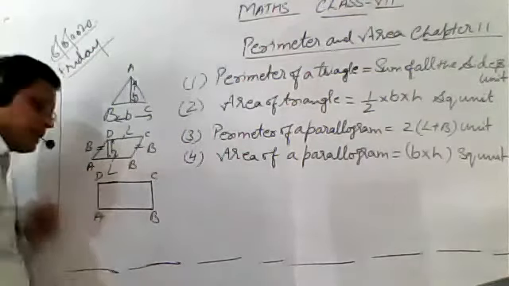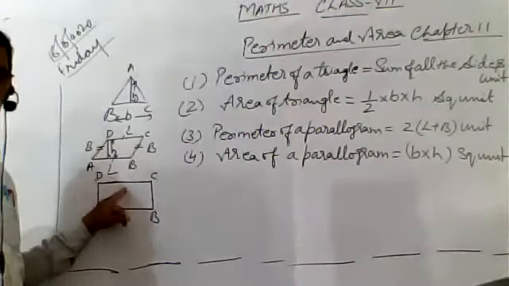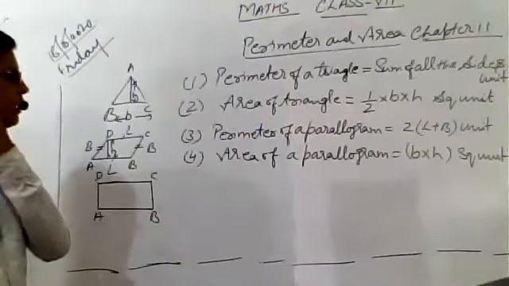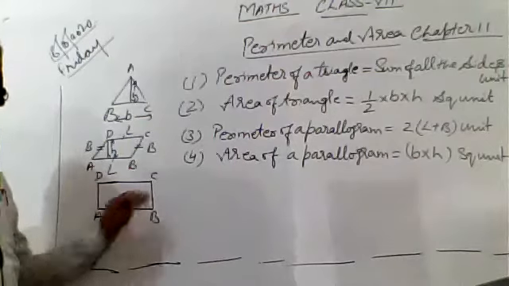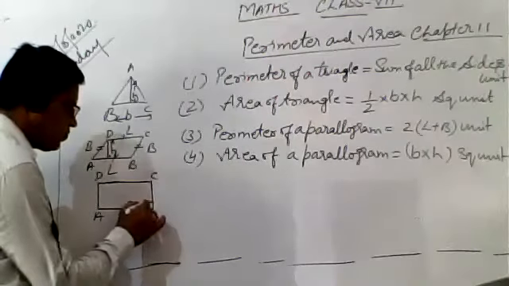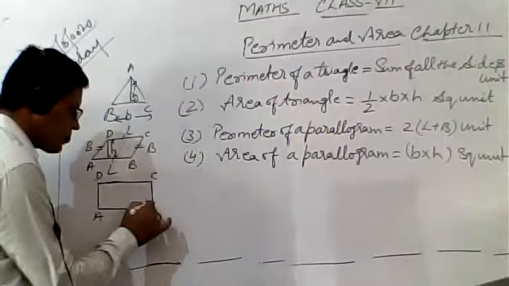Rectangle is also a parallelogram because the opposite sides are parallel to each other. But in this parallelogram, the adjacent angle makes a right angle. Therefore it is a rectangle.